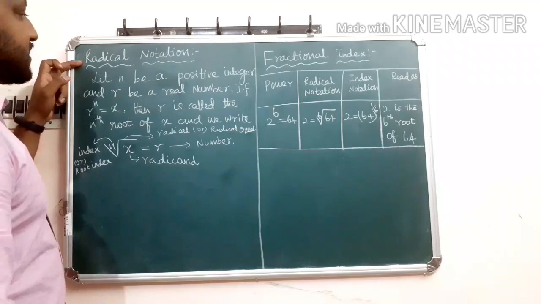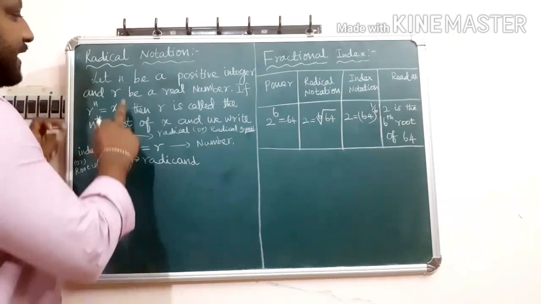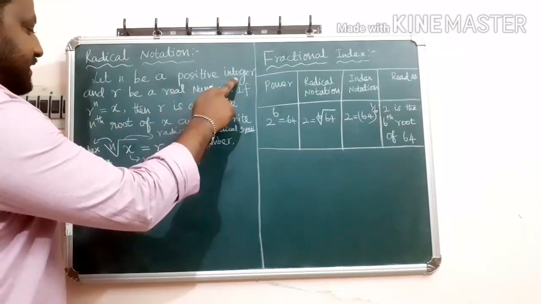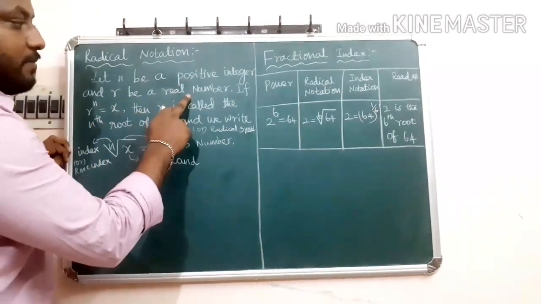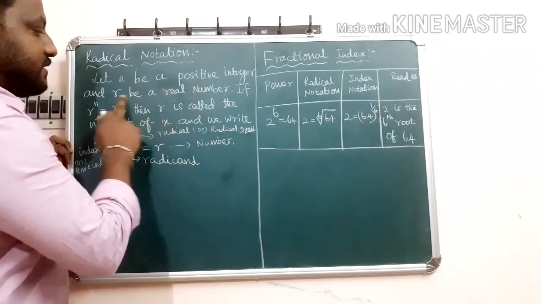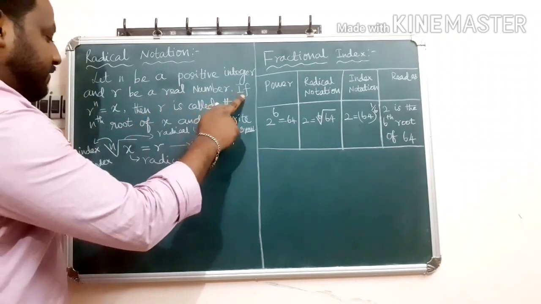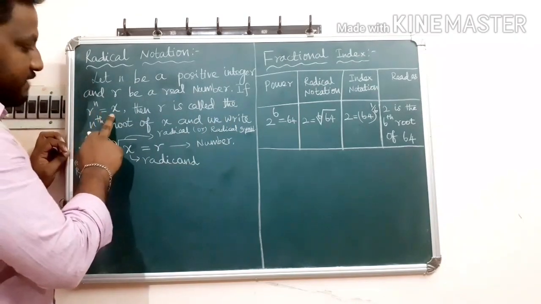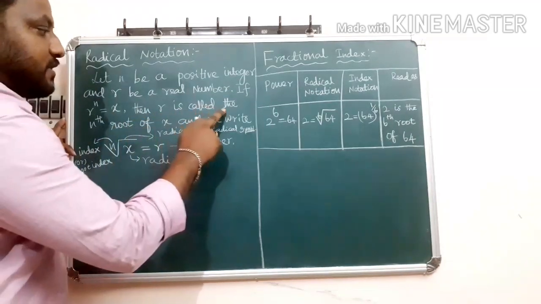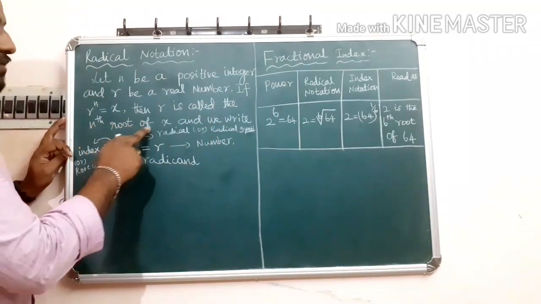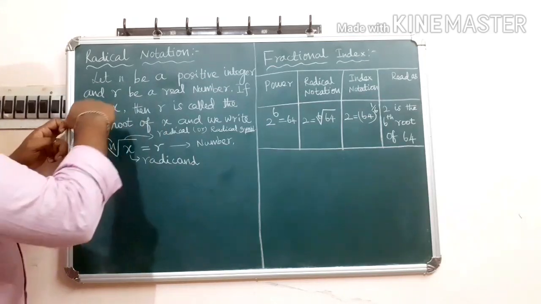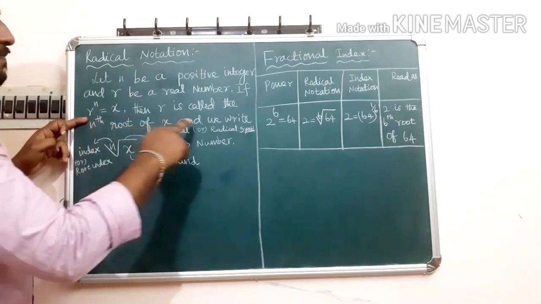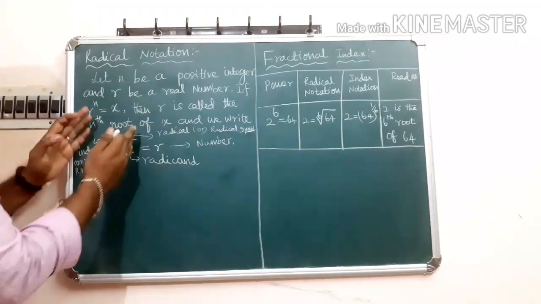Radical notation. The definition of radical notation: let n be a positive integer and r be a real number. If r power n is equal to x, then r is called the nth root of x, and we write that in radical notation form.